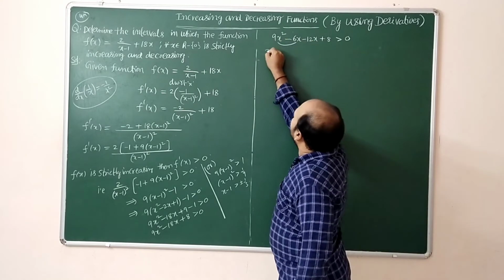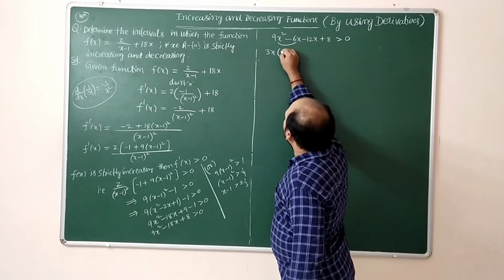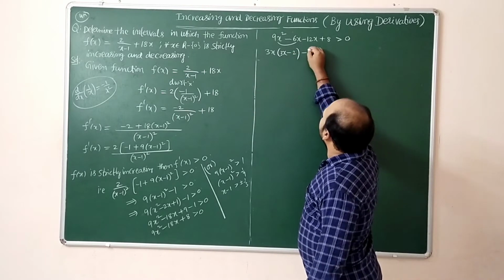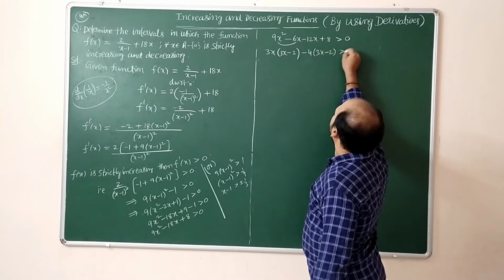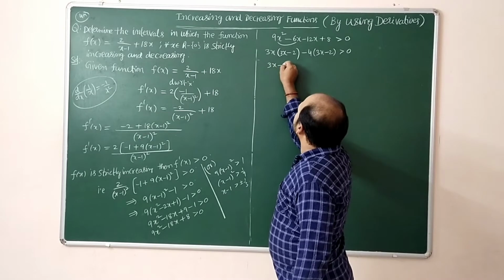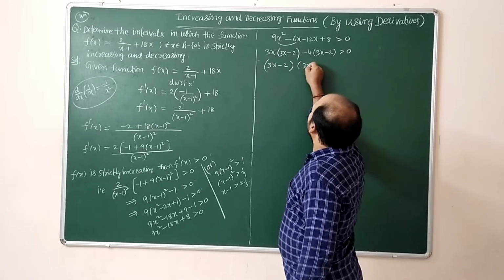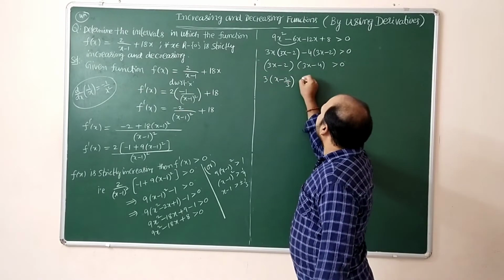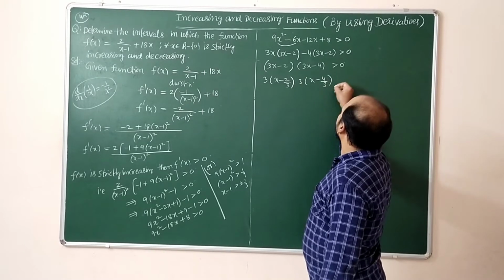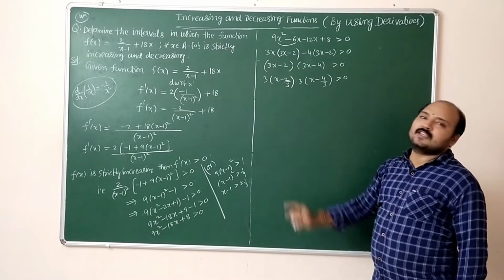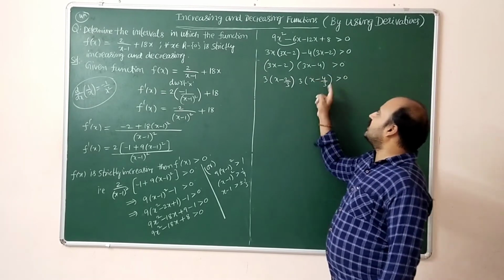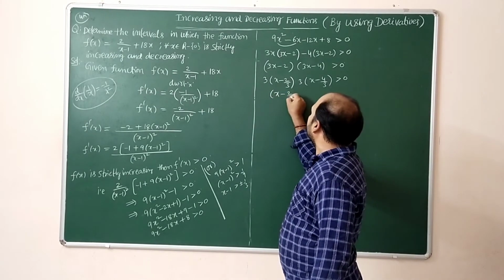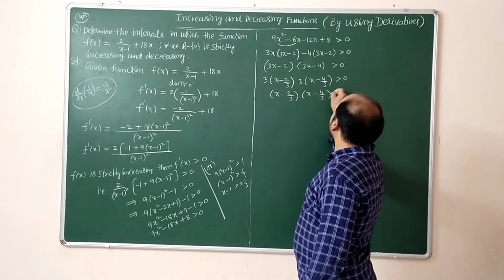From these two, 3x take common: 3x into 3x minus 2 minus, here 4 take out common, 3x minus 2 is greater than 0. So 3x minus 2 into 3x minus 4 is greater than 0. 3 take common here, x minus 2 by 3, 3 take common here, x minus 4 by 3 is greater than 0. 2 by 3 is 0.7, 4 by 3 is 1.3. Therefore, this is alpha, this is beta. 3 into 3, 9, we can take this side. So it will become x minus 2 by 3 into x minus 4 by 3 is greater than 0.